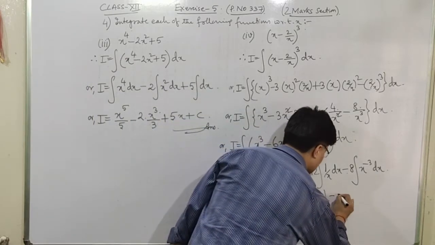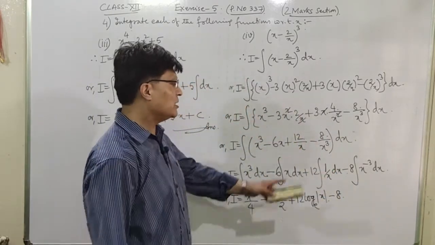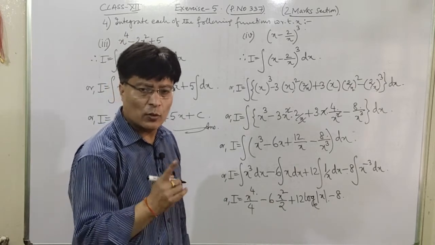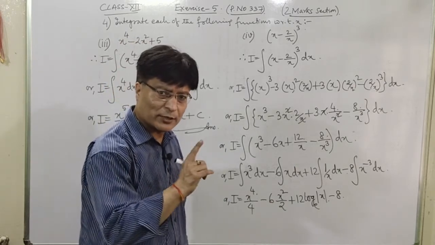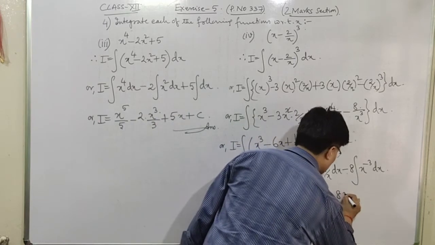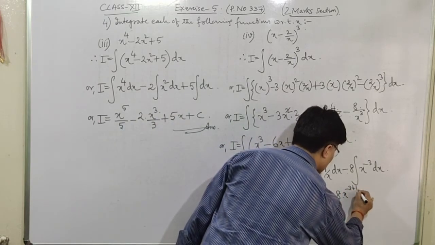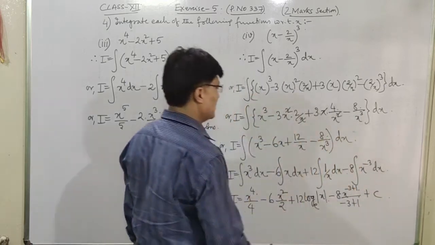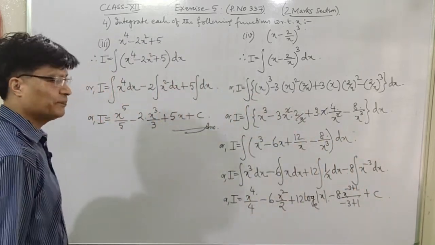Then minus 8 into, what is integration of x to the power minus 3? It is just like your x to the power n. What is this integration? X to the power n plus 1 divided by n plus 1. So it is x to the power minus 3 plus 1 divided by minus 3 plus 1, and at the last, what do we add? We also have to add c.